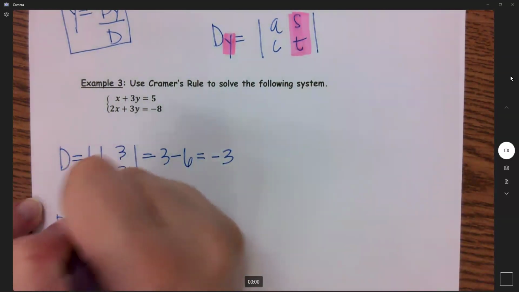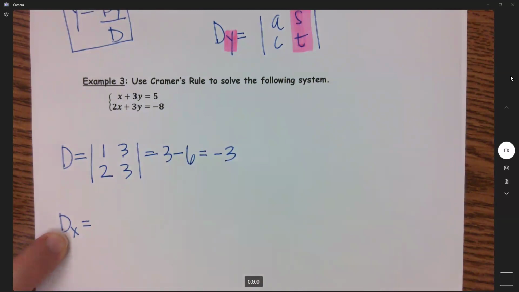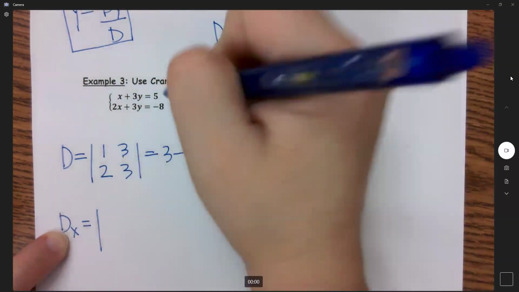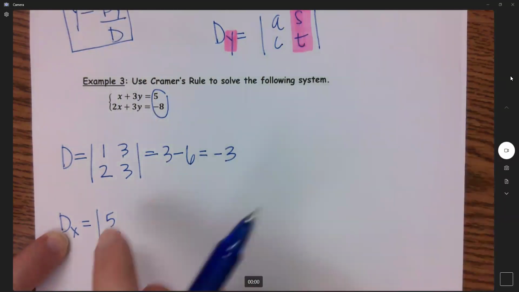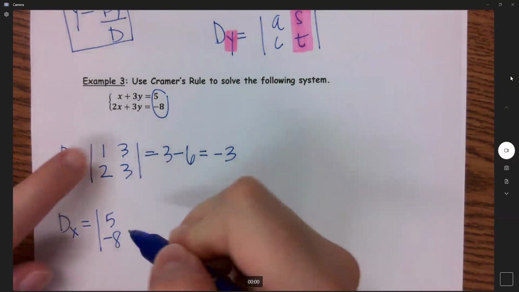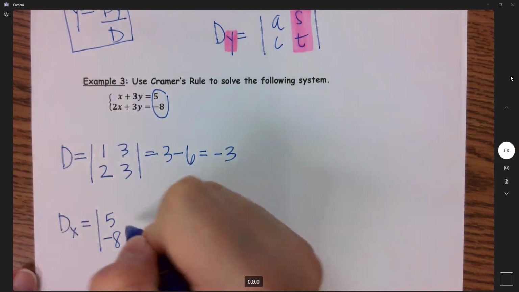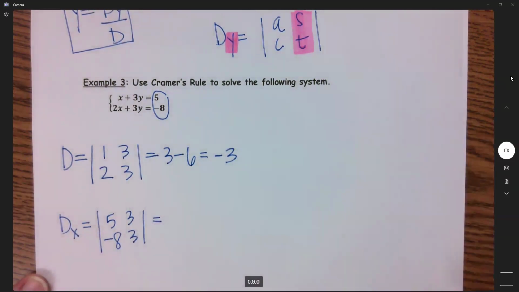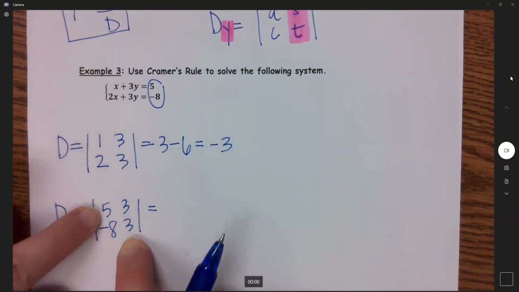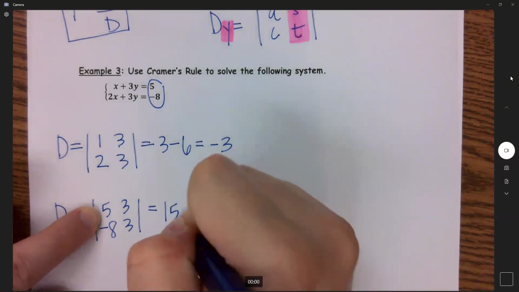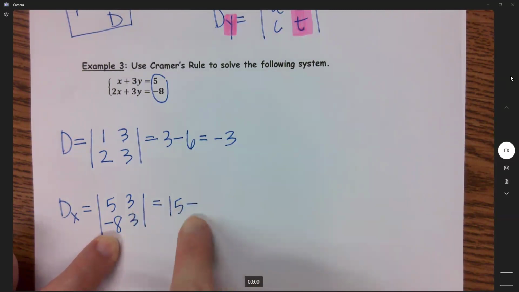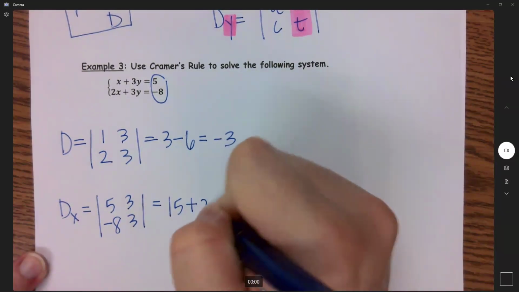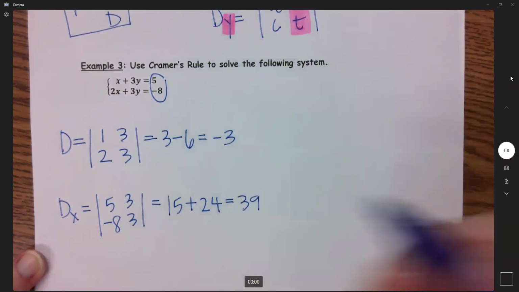So now D sub x, because this is my x, I am going to replace this x column here with what this equation equals. So we have 5 and -8, and then my y column will stay the same as the y's right here, 3, 3. So let's evaluate this. 5 times 3 is 15, minus my BC, which is 3 times -8 to give me -24. So minus a -24 becomes +24. And we get 39.